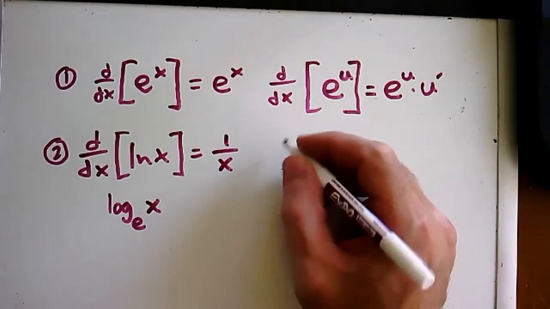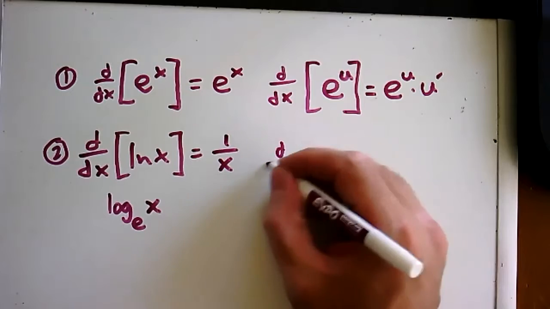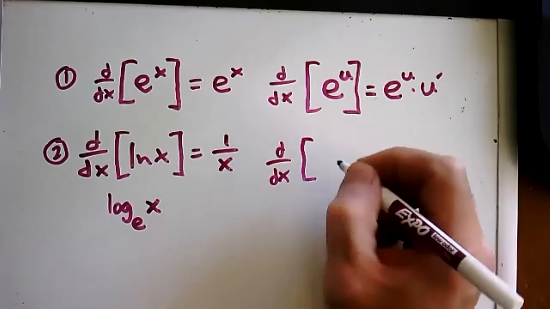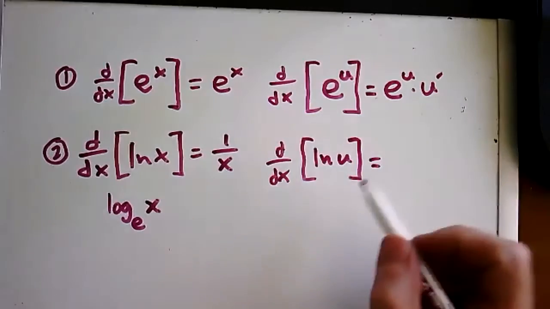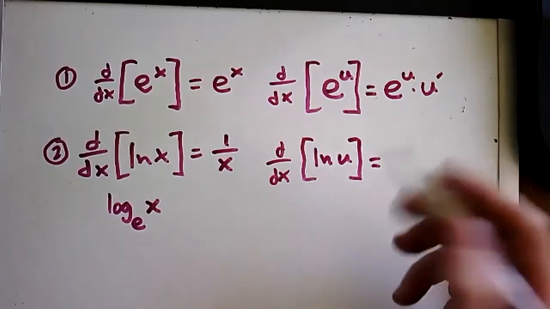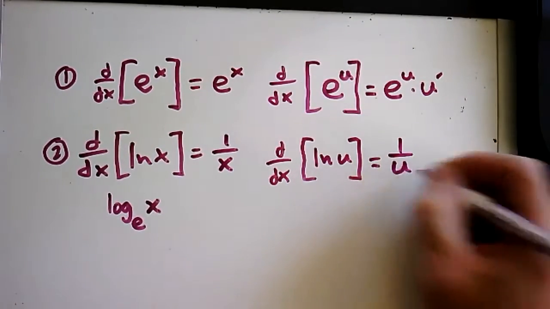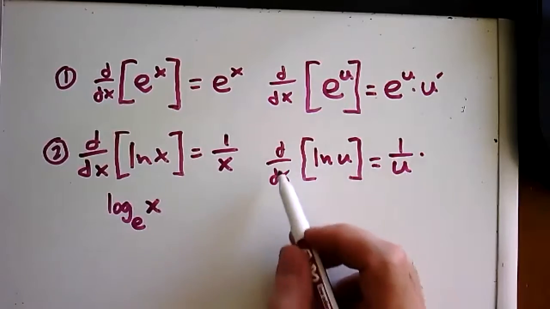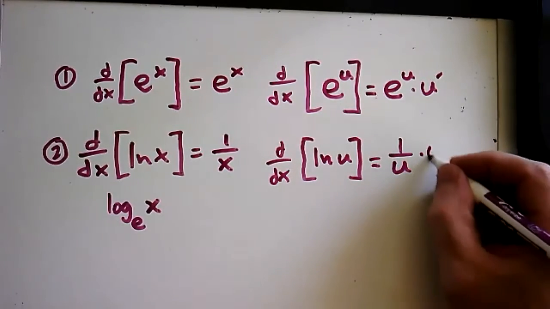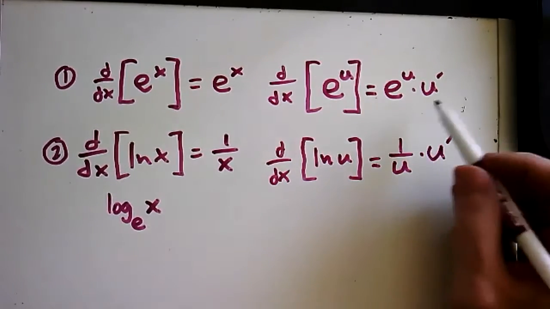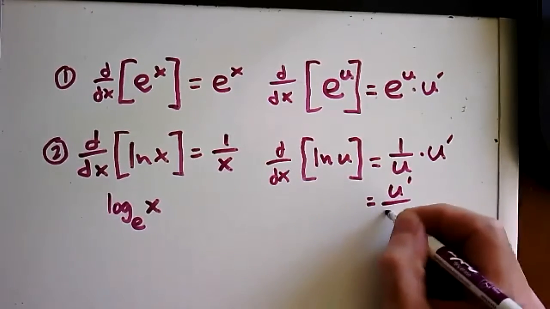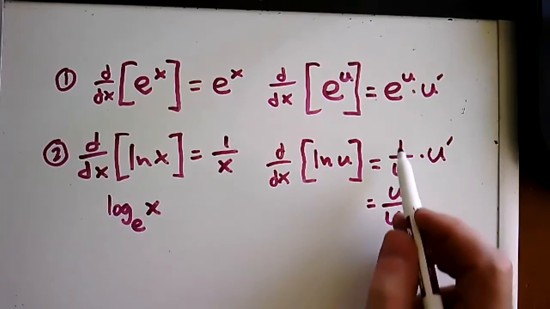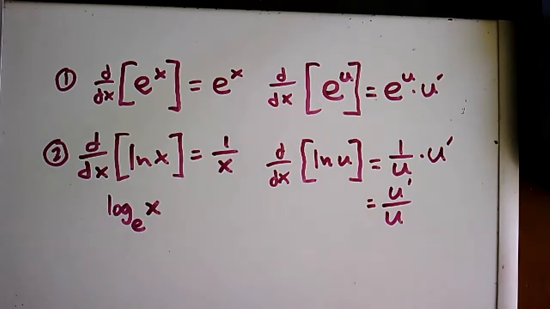Similarly, for the natural logarithmic function, if we take d dx, not of the natural log of x, but of natural log u, we'll take the derivative of the outside function, so natural log. So that gives us our 1 over u. And then the derivative of the inside function we'll multiply by, so multiply by u prime, just like we did up here. And sometimes you'll see this written as u prime over u, right? That's just an equivalent fraction form of 1 over u times u prime.